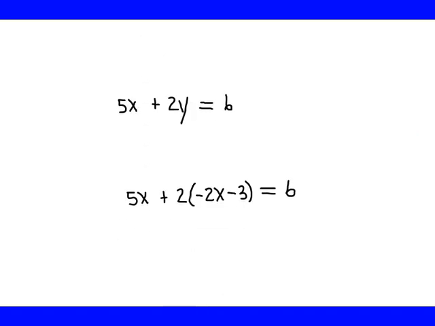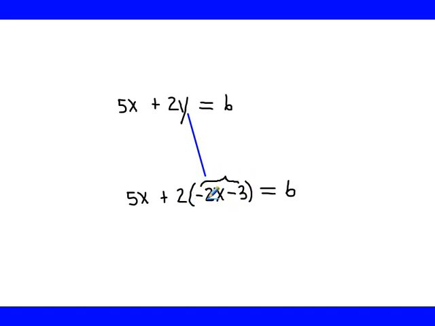Now looking at the first equation. So in this case, we took that second equation when we got the y by itself, and now in place of that y, we substitute negative 2x minus 3 in its place. So there we go. So here goes our substitution.